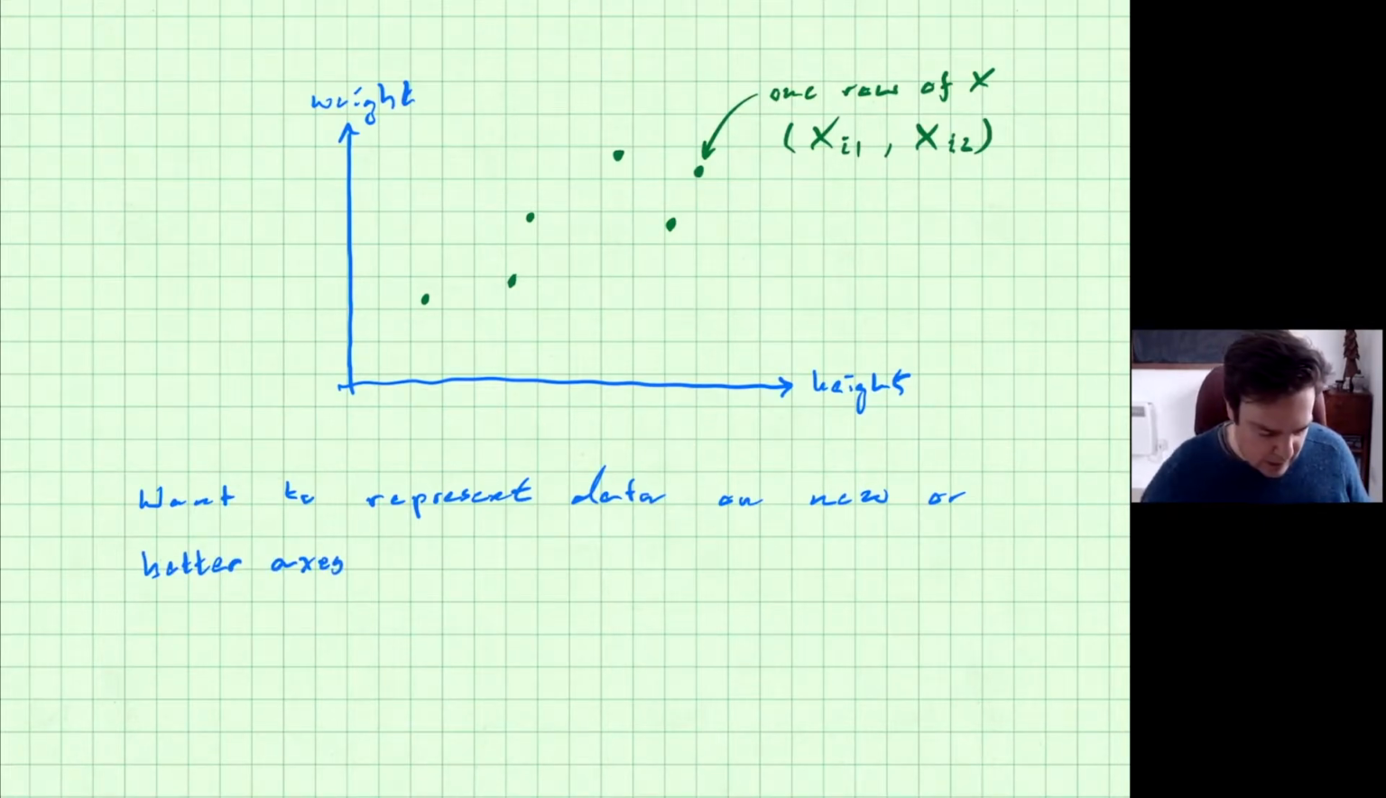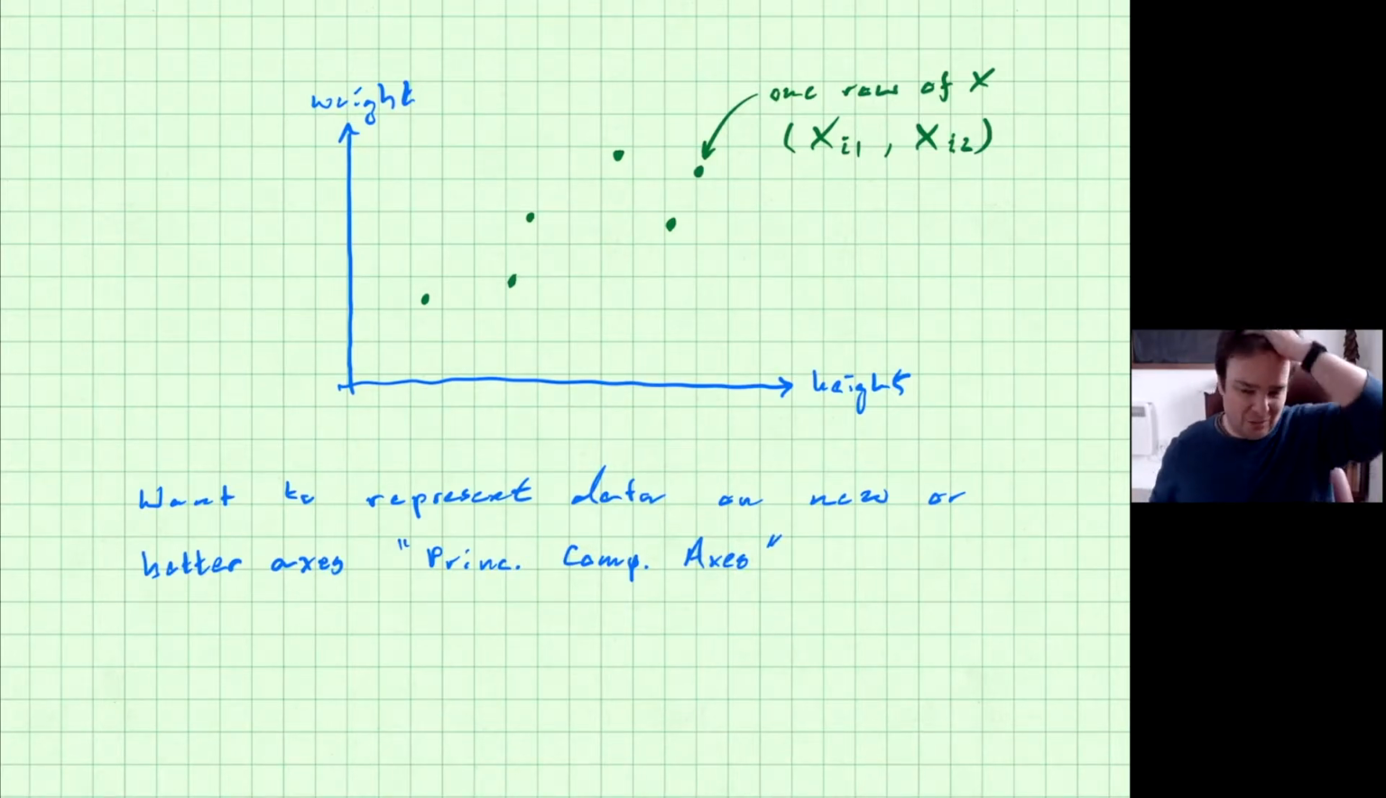All right. And these are going to be called the principal component axes. PCA stands for Principal Component Analysis, but whatever. Here's another acronym you could use PCA for.